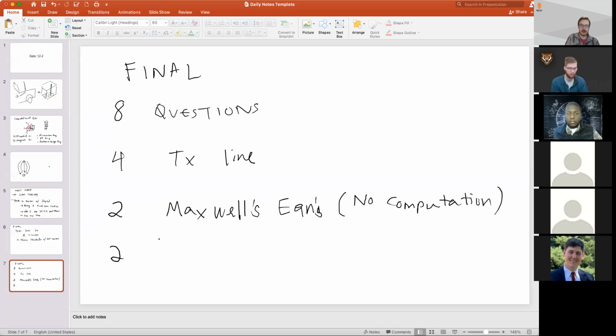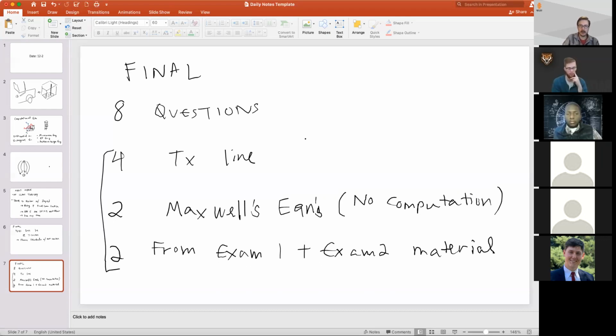And then there are 2 questions from exam 1 plus exam 2 material. And then total points wise, these ones are worth like 60%. These ones are worth 10%. And these ones are worth 30%. Okay. Any questions about this?